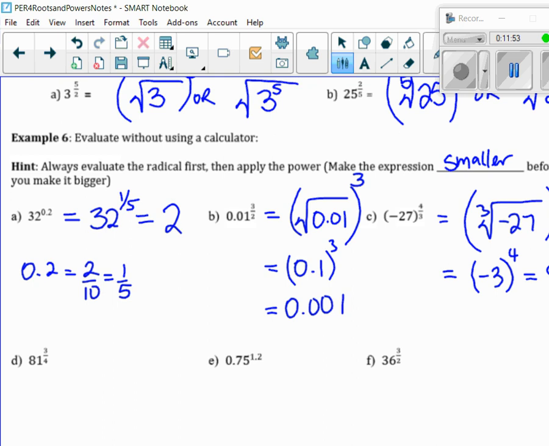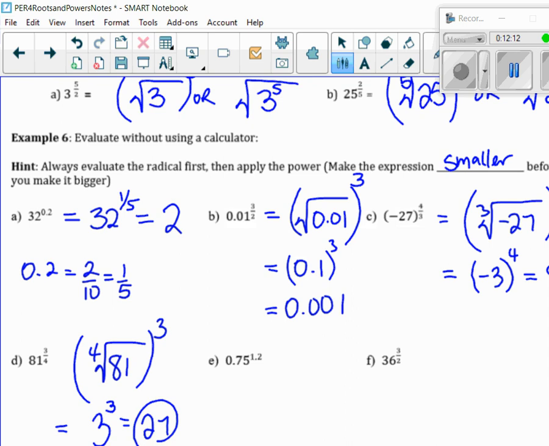Okay, let's keep going. 81 to the power 3 over 4. So this would be the 4th root of 81 to the power 3. So what would that be? What's the 4th root of 81? And then 3 cubed is 27. Do you see how fast and easy this is once you get going on it? Nice, eh? Okay, next one.